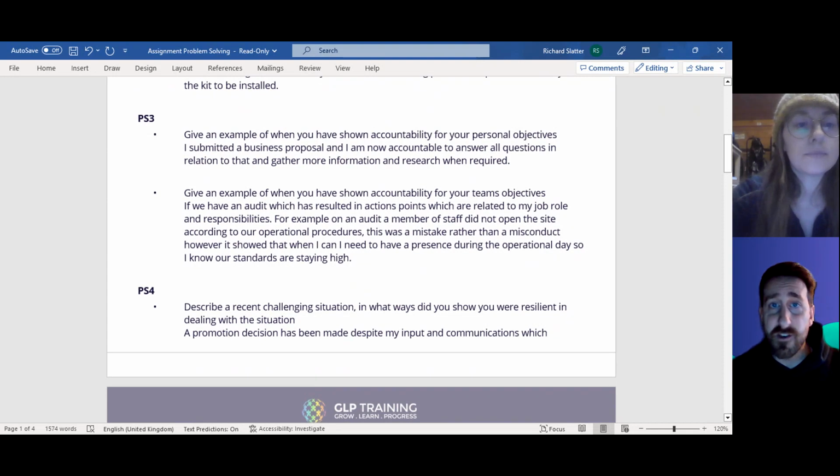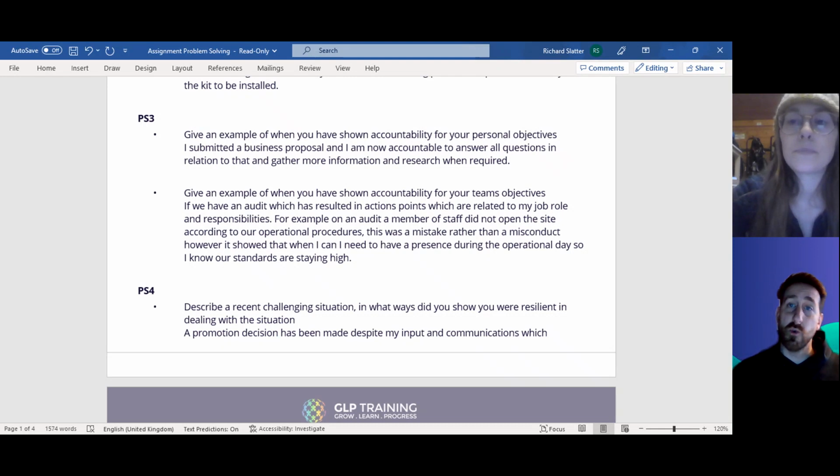So PS3, give an example of when you've shown accountability for personal objectives. So I submitted a business proposal, and I'm now accountable to answer all the questions in relation to that and gather more information and research when required. Yep, excellent. So that's how you've shown you're accountable for making sure you're responsible and knowledgeable about these certain things. So you're able to then pass that on to the rest of the staff.